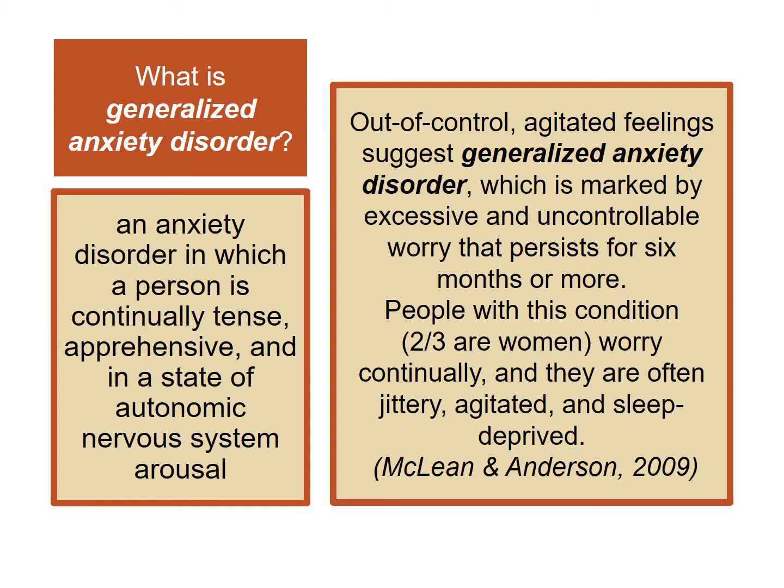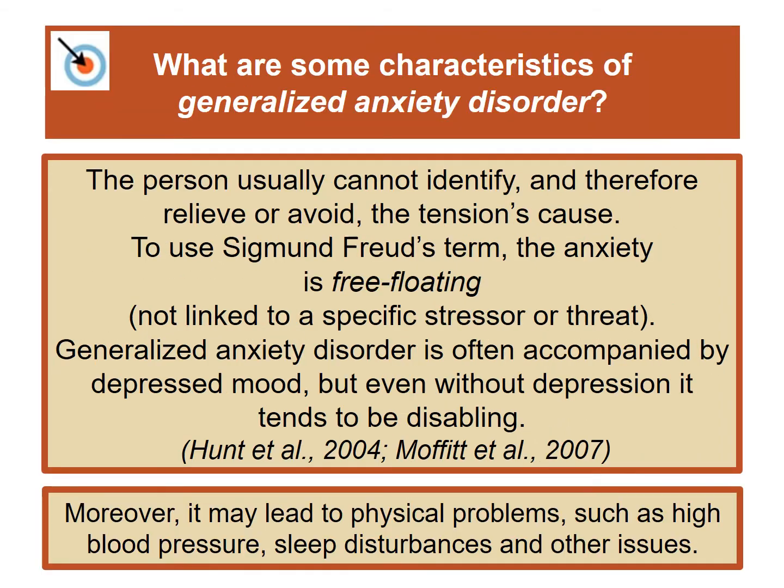Generalized anxiety disorder is an anxiety disorder in which a person is continually tense, apprehensive, and in a state of autonomic nervous system arousal. Out of control, agitated feelings suggest generalized anxiety disorder, which is marked by excessive and uncontrollable worry that persists for 6 months or more. People with this condition, 2/3 are women, worry continually, and they're often jittery, agitated, and sleep deprived.